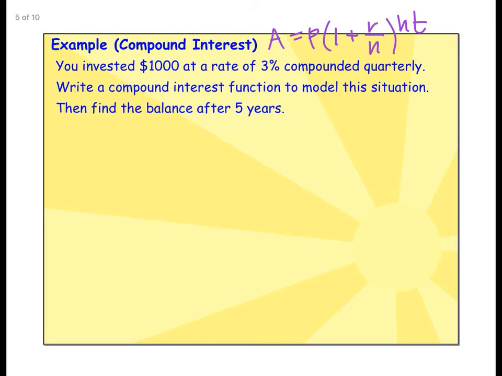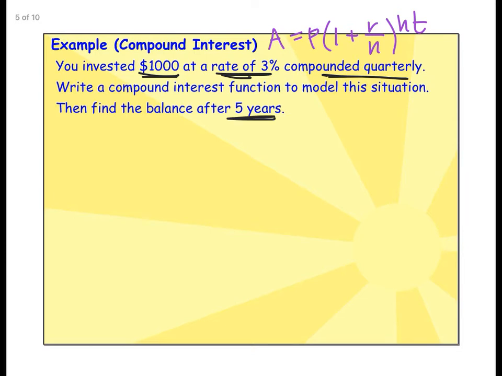All right, here's an example. I already put the formula at the top. You invested $1,000 at a rate of 3% compounded quarterly. So I invested $1,000. That's going to be important. At a rate of 3%, it's compounded quarterly. Write a compound interest function to model this situation and then find the balance after 5 years.